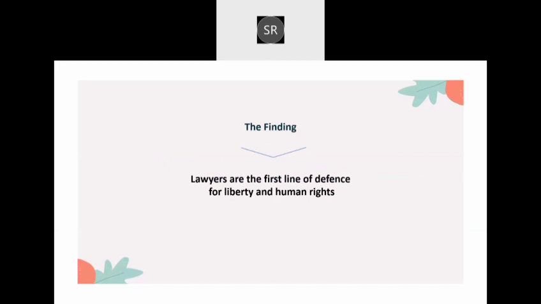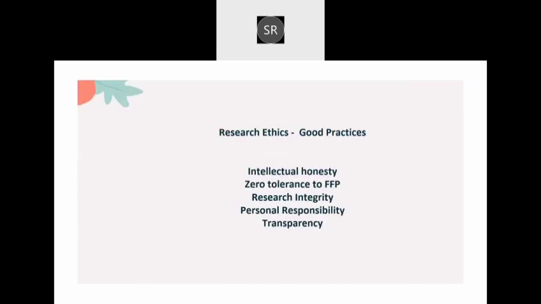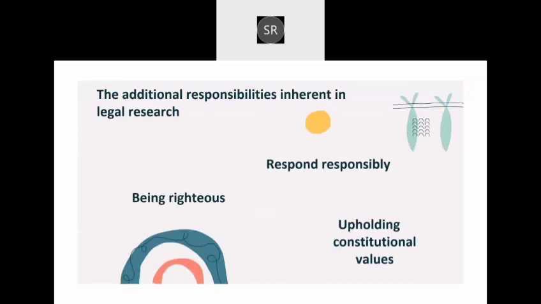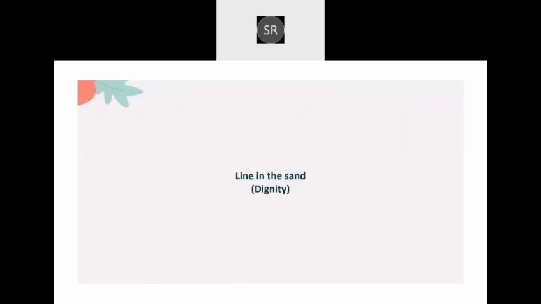This is about seeking truth in research and keeping intellectual honesty. There are a lot of research ethics and good practices. Zero tolerance to FFP for sure. Personal responsibility must be there, for taking the responsibility and, when need be, to correct it. Transparency in all our practices. And since we are legal researchers, we have to respond responsibly. We need to be righteous and we need to uphold constitutional values as well. So that we have to tell Dora for sure. And we need to draw a line in the sand for our dignity. To what extent do we go? Each one has to draw a line in the sand.